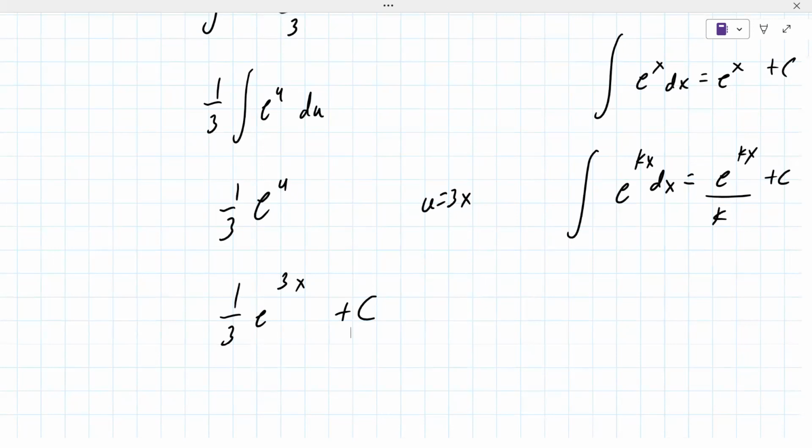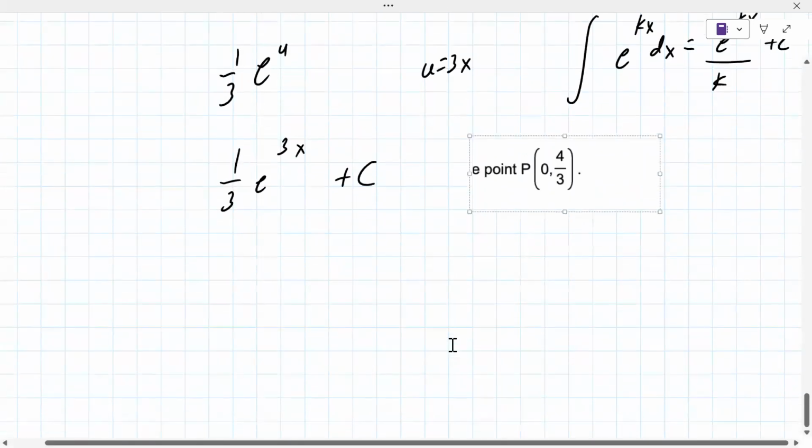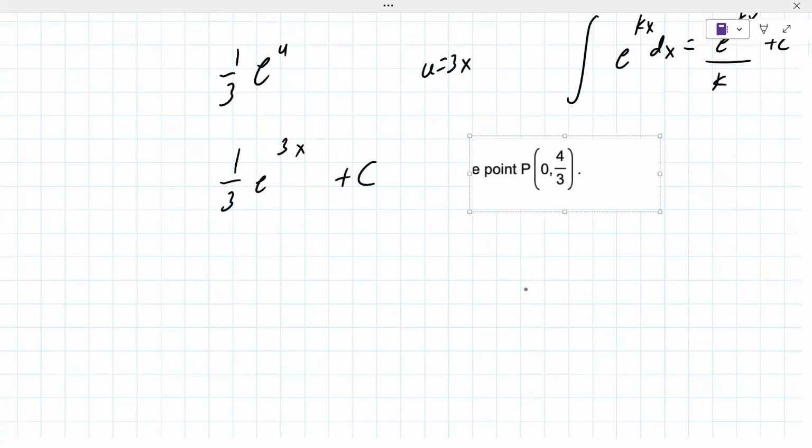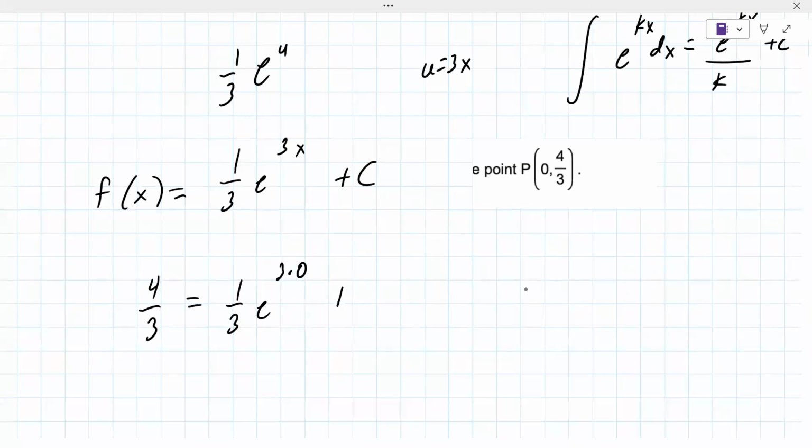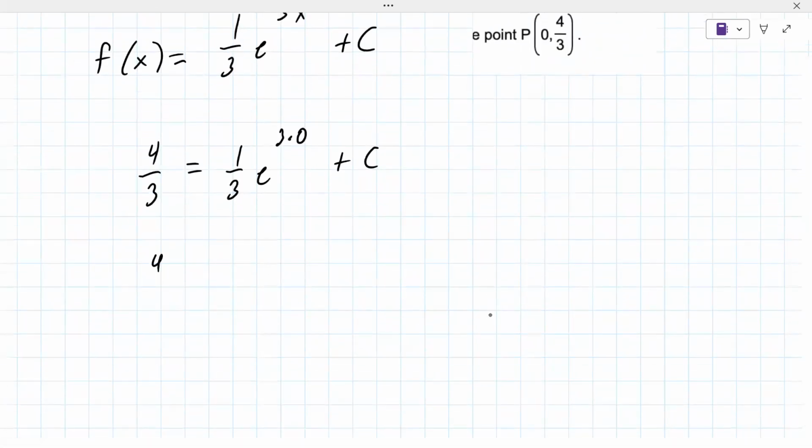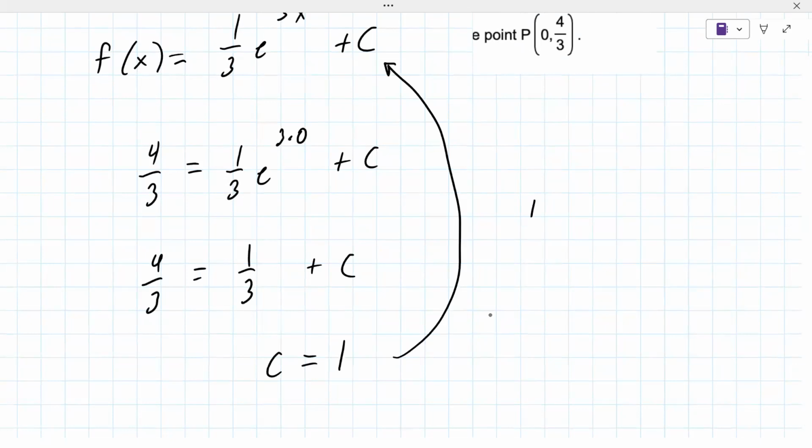But then we have that initial condition. We have the fact that it goes through the point (0, 4/3). So we're saying that 4/3 equals 1/3 e to the 3 times 0 plus c. And e to the 0 is 1, so 4/3 equals 1/3 plus c. C ends up equaling 1. That goes back into this line here: f of x equals 1/3 e to the 3x plus 1.